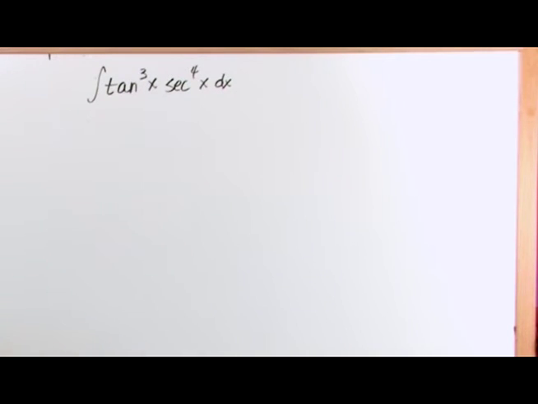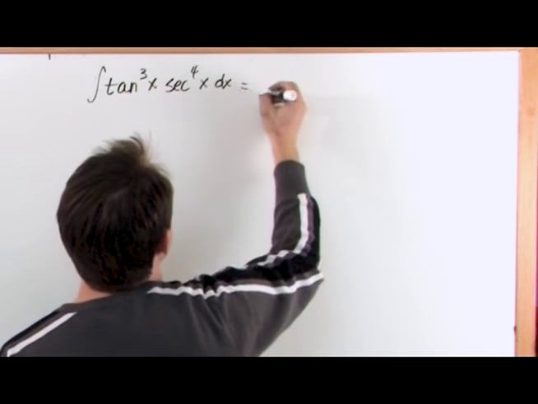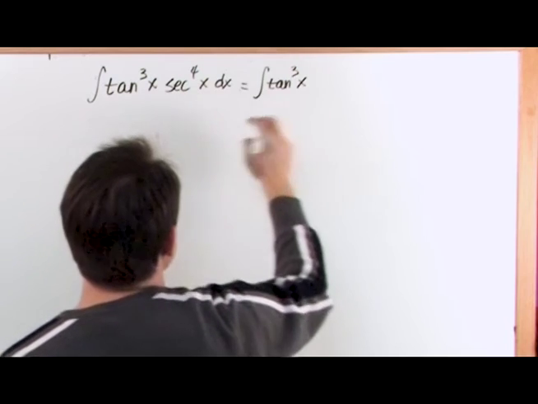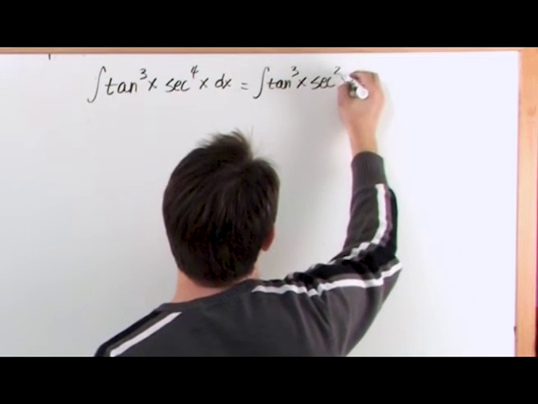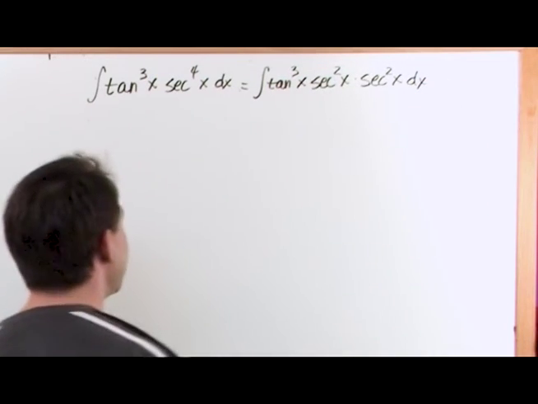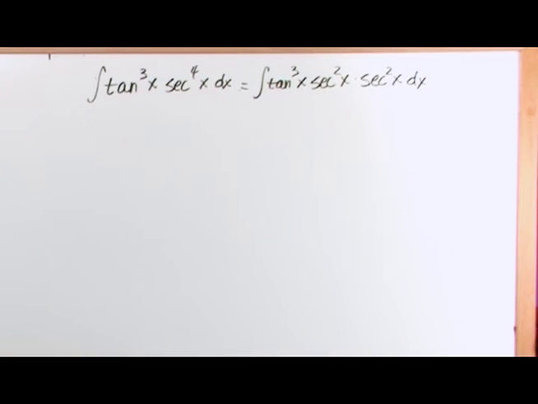You need to start thinking about the identities that you know. One of the big identities you know is the one given right here, 1 plus tangent squared is secant squared. So you need to be able to play around with that. So let's do that. Let's rewrite it as the integral of tangent to the 3rd power of x, and let's rewrite this as secant squared of x times secant squared of x dx. I mean, this may be a dead-end path, but you've got to exhaust a few possibilities to see if it works. Now let's substitute in what we know, that secant squared is 1 plus tangent squared.